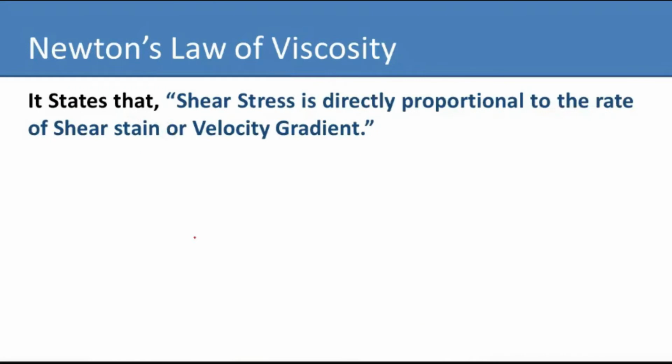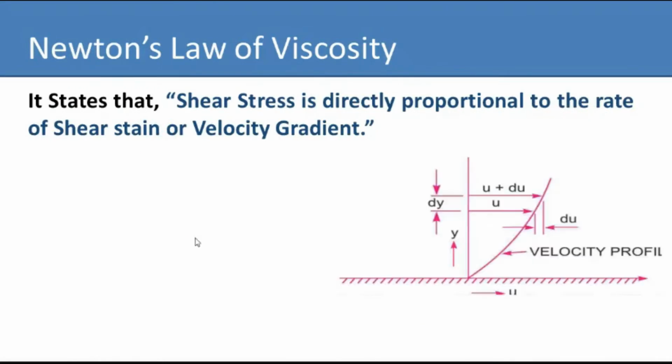Okay, so we will see the derivation. Consider any imaginary mass of fluid moving like this. Let the lower plate be stationary, so this is fixed, so velocity u equals 0. Now as the distance increases in the y direction, the velocity u of the fluid also increases in the y direction.